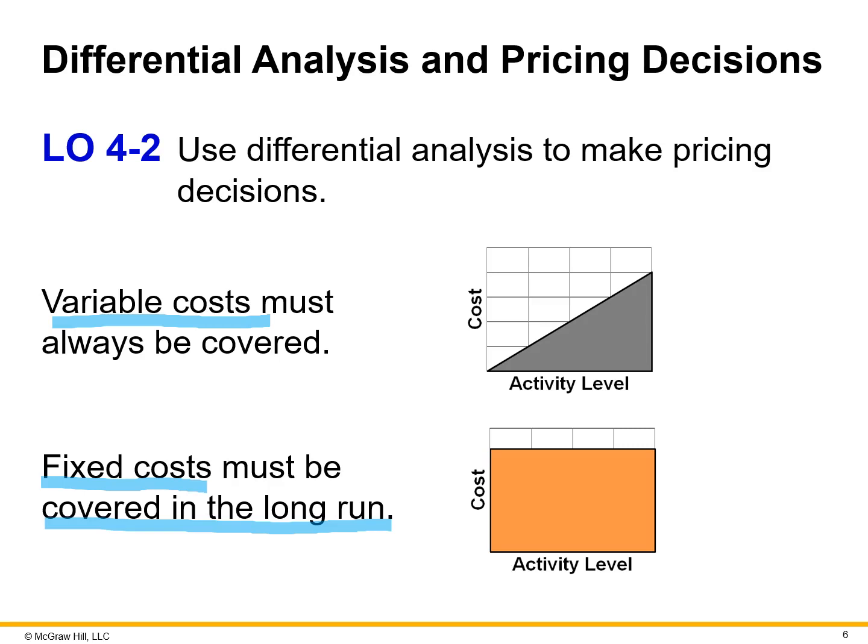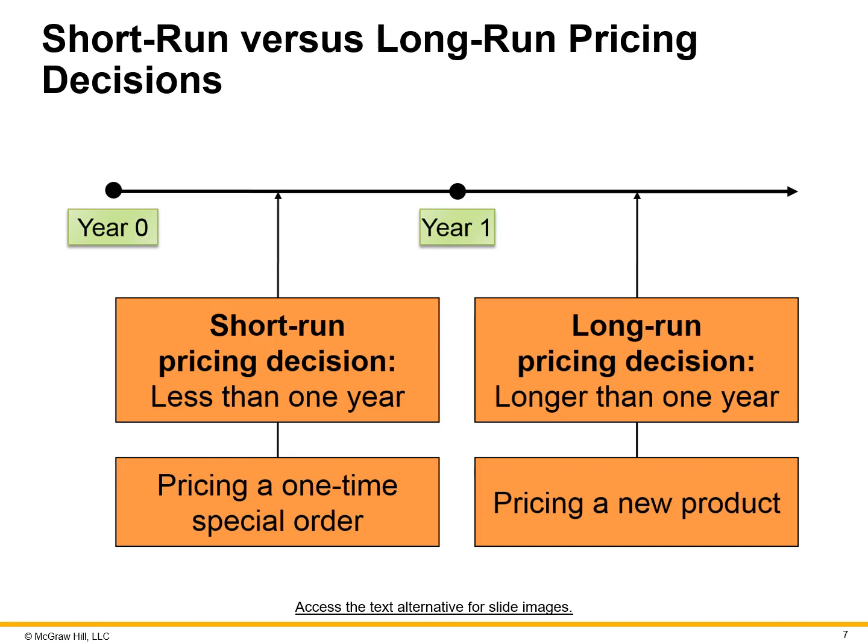For pricing decisions, you can generally divide them up into two categories, short run versus long run. Short run is something like a special order, something that you can generally fit into your existing business model, something that you can just add in with minimal adjustments.